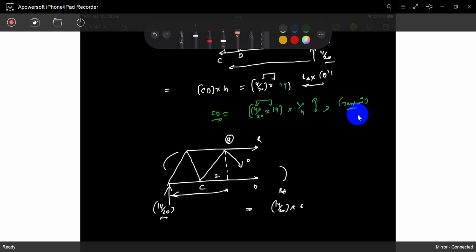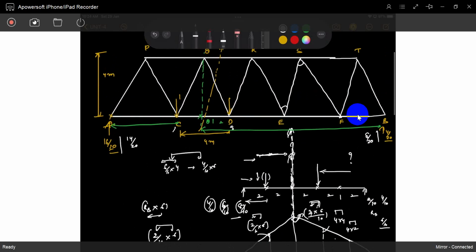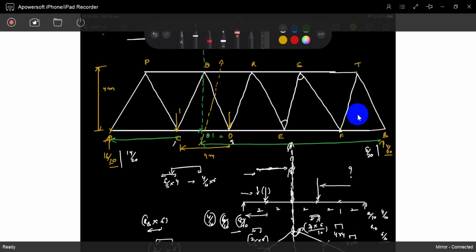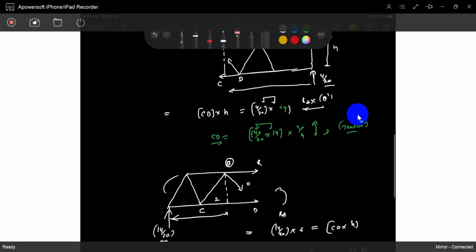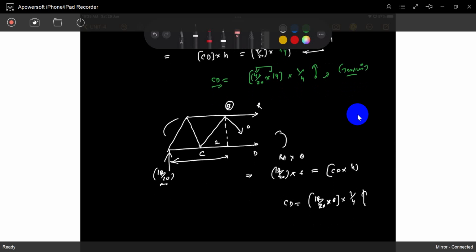This is going in this direction. So CD multiplied with H. What is CD? 14 by 20 into 6, 1 by H. Understood? 14 by 20 into, what is that value? Sorry, not 14, it's 12. So if the load is at D location, reducing 4, it's 12. Sorry, it's 12. That's it. 12 by 20 into 6. So this is RA into the distance of Q dash.